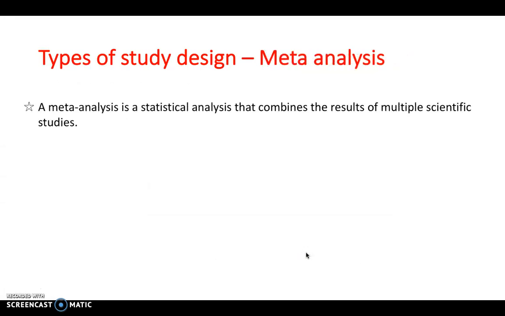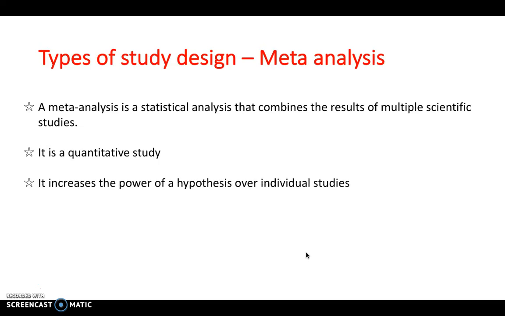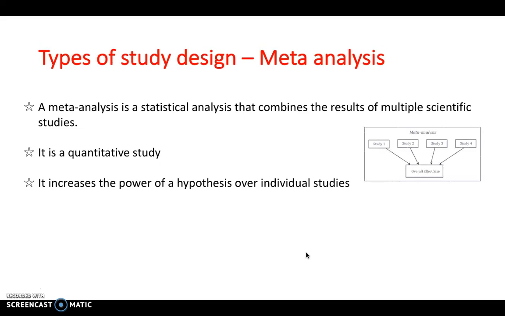Meta-analysis is another type of study design, and the last one we're going to cover today. A meta-analysis is a statistical analysis that combines the results of lots of different studies, and it's a quantitative study for that reason. It increases the power of a hypothesis which may have been stated in an individual study, but if you take lots of these hypotheses together and put them into one big meta-analysis, it makes it more robust, it makes it more powerful.